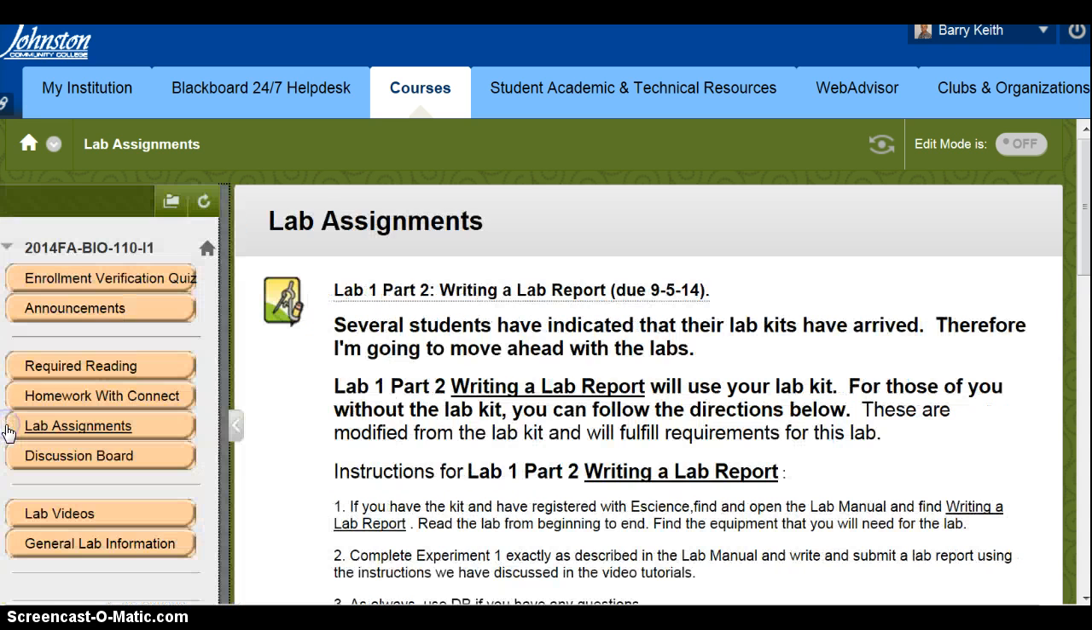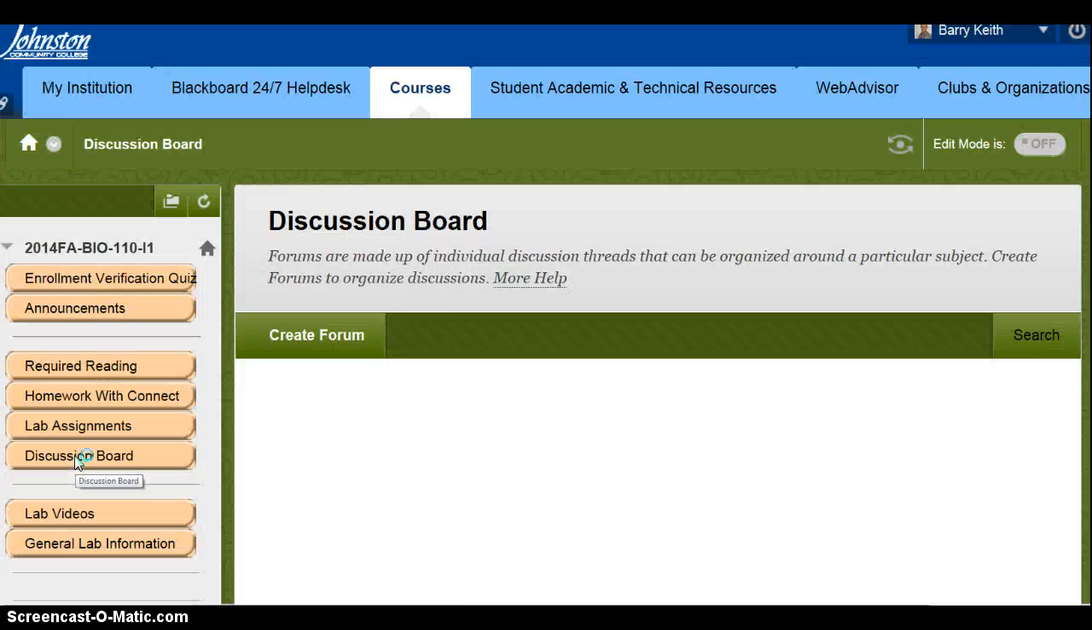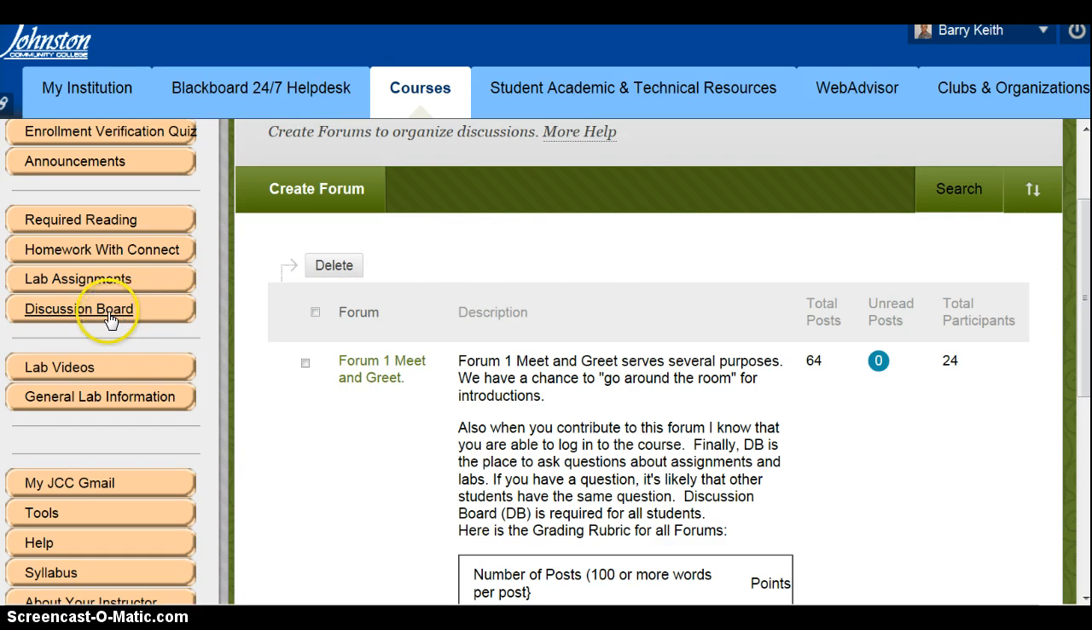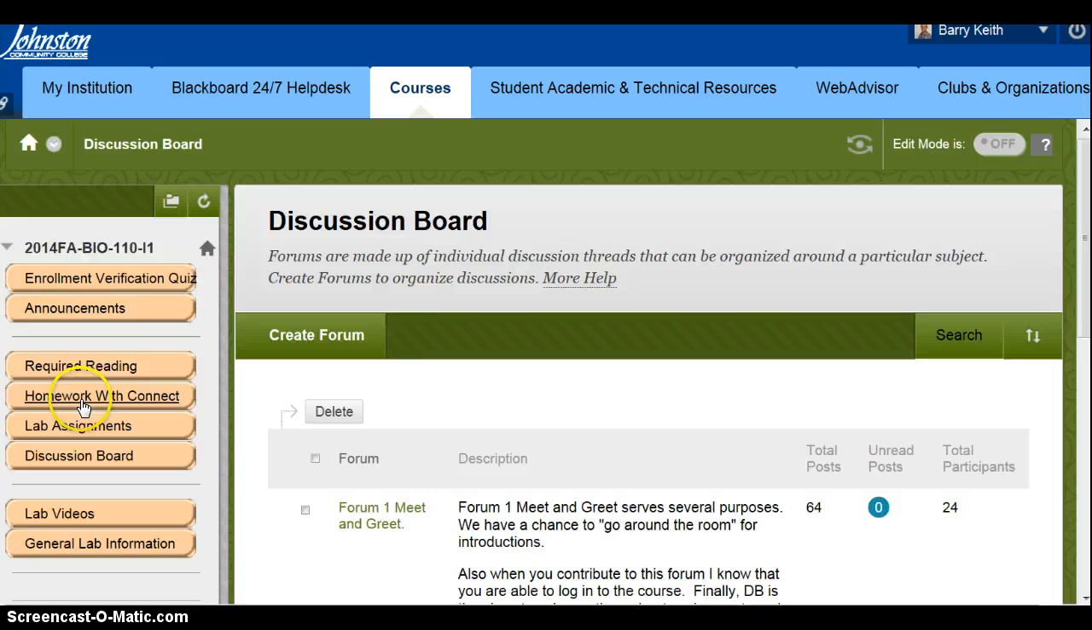So that's lab assignments. In discussion board, I can see that there are 24 people in this class, and they have posted a total of 64 times, which is pretty good. Remember, you need to have at least 5 posts in order to get full credit, which is 10 points per forum. There will be 5 forums this semester in discussion board. There are no new lab videos, and you should have already read general lab information.